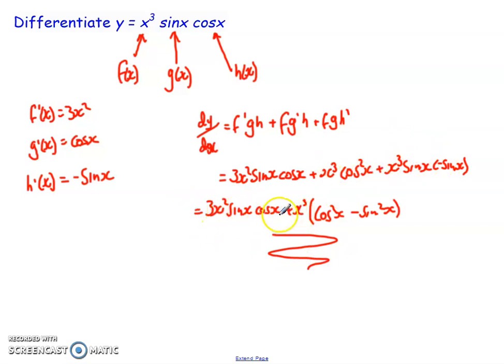I could take it all out from here if I wanted to as well, so take an x squared out, but that then just adds more brackets, so it'll be a bracket within a bracket when I've factorised it, so we're as well just leaving it in the format it is there.